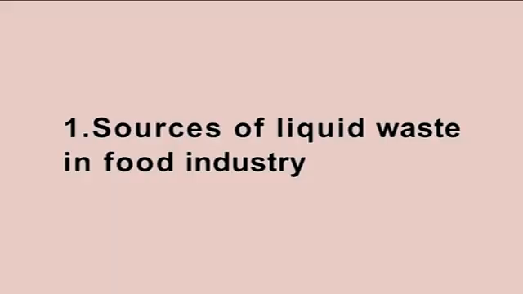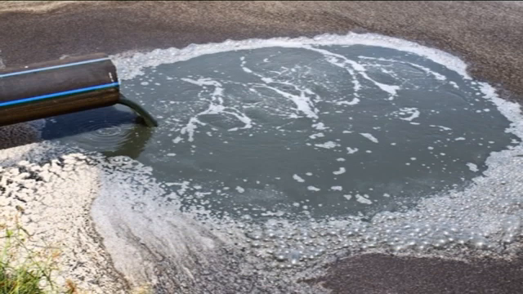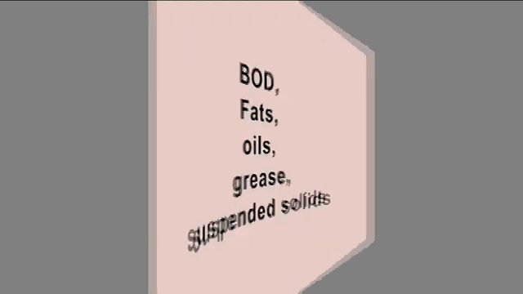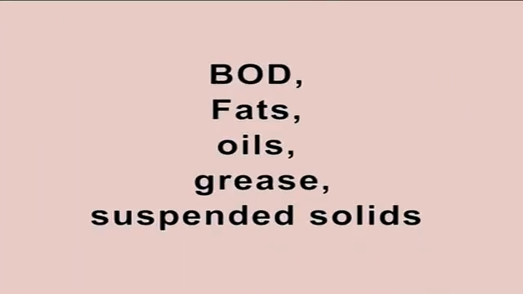Let us go one by one. The first topic: the sources of liquid waste in the food industry. Different sources contribute to the generation of wastewater in food processing industries. Wastewaters released from these industries are turbid with high concentrations of BOD, fats, oils and grease, suspended solids, and usually nitrogen and phosphorus. Hazardous chemical content is generally low.